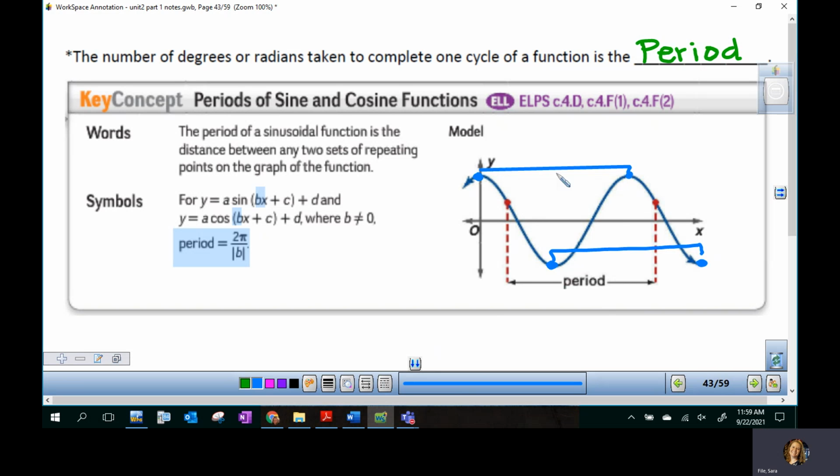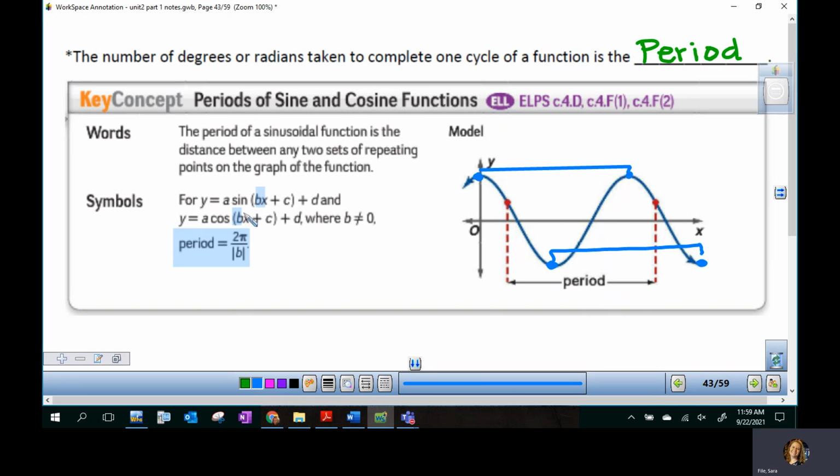So all of those are the same length. They're the same number of degrees or radians between them. So it doesn't matter where on the graph you measure. If there's multiple cycles shown, you just pick a single cycle. It can be a cosine cycle or a sine cycle. It doesn't matter. So from any point to a point where the graph starts repeating itself, that number of degrees or radians is the period.